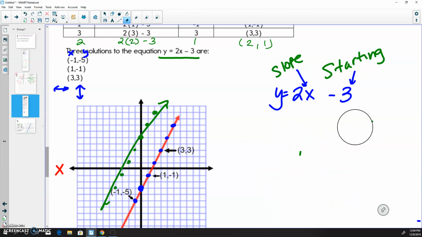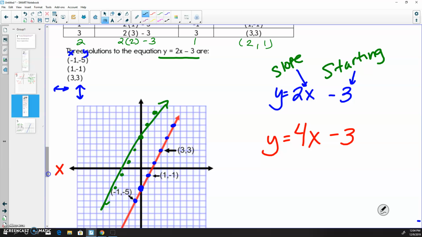What if you kept your starting point the same, but your slope was different? Let's say your slope is 4x. You would still start at where? -3. But your slope is now up 4 over 1. Up 4 over 1, right? So you're going to go up 1, 2, 3, 4 over 1. Up 1, 2, 3, 4 over 1. This line, what do you notice about this black line compared to the original red line?